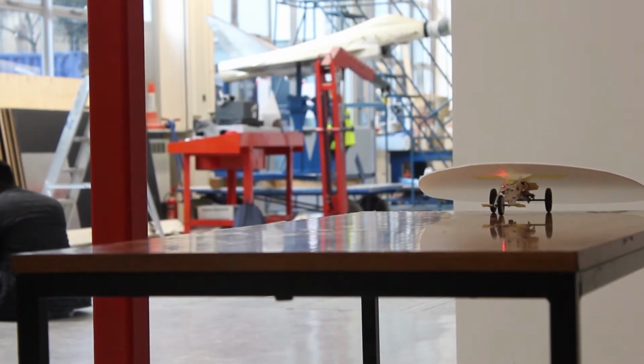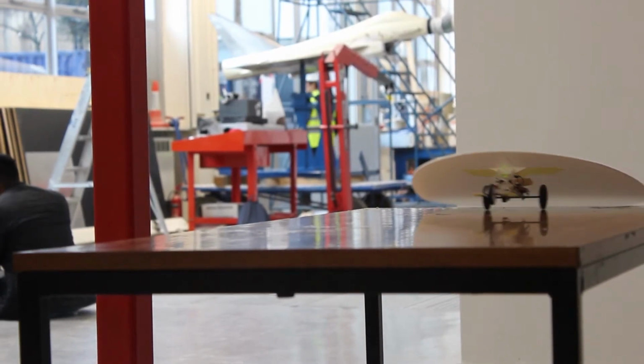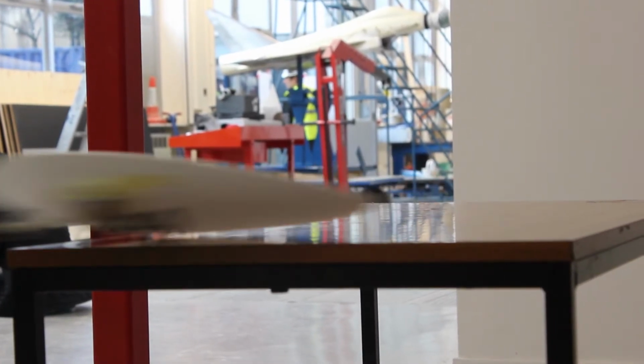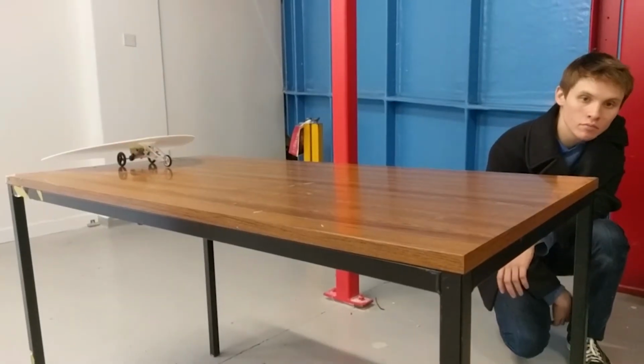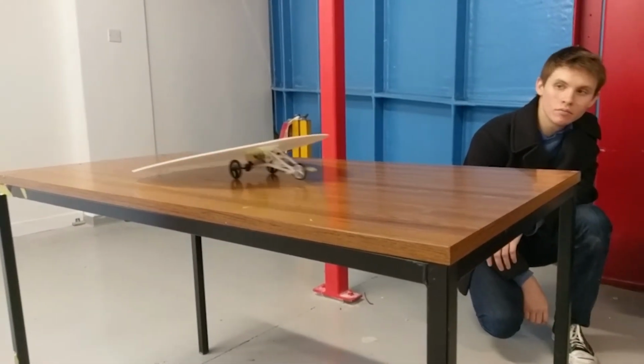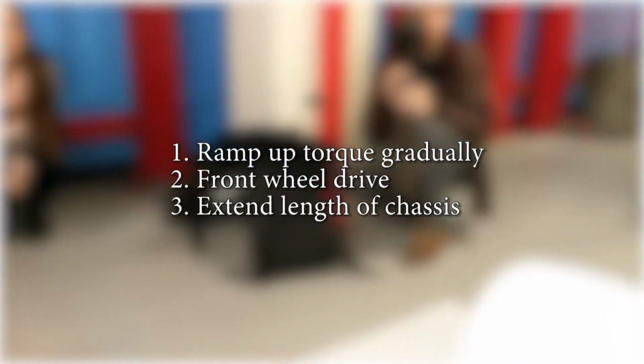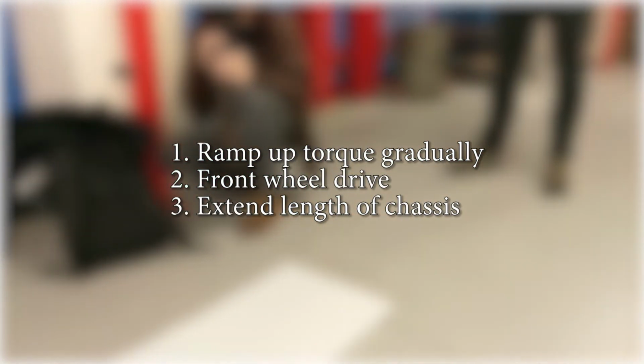Our model would also pitch up at the start of the ramp phase. This was an unforeseen problem that occurred due to the motor code's instant delivery of full torque, as no wheel slip was expected. By doing a gradual increase, this problem would be alleviated. The alternatives would be to change the chassis to a front-wheel drive system or to extend the wheelbase of our structure.